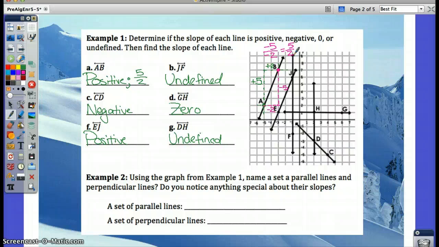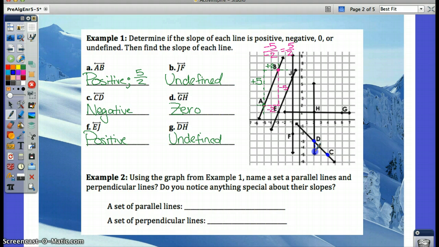Undefined for B is our actual slope, so we're going to leave that. C has a negative slope. Let's actually find what the negative slope is. Highlight your 2 points. You have D and C. Pick one to start at. I personally like to always start on the point closer to the left side of the graph. So I'm going to start with D. How many do you rise? How many do you run?